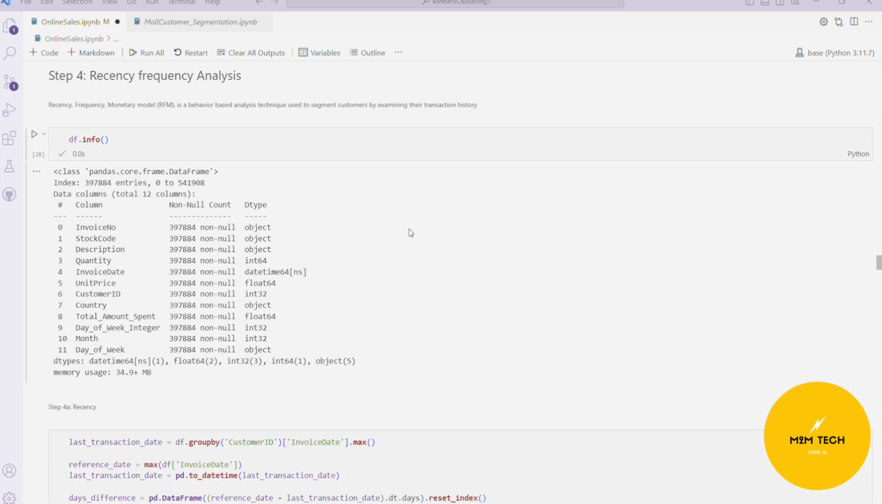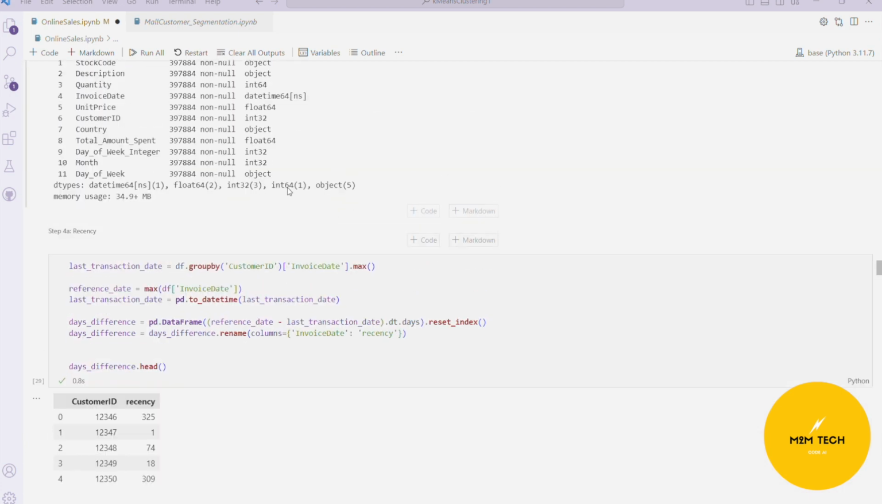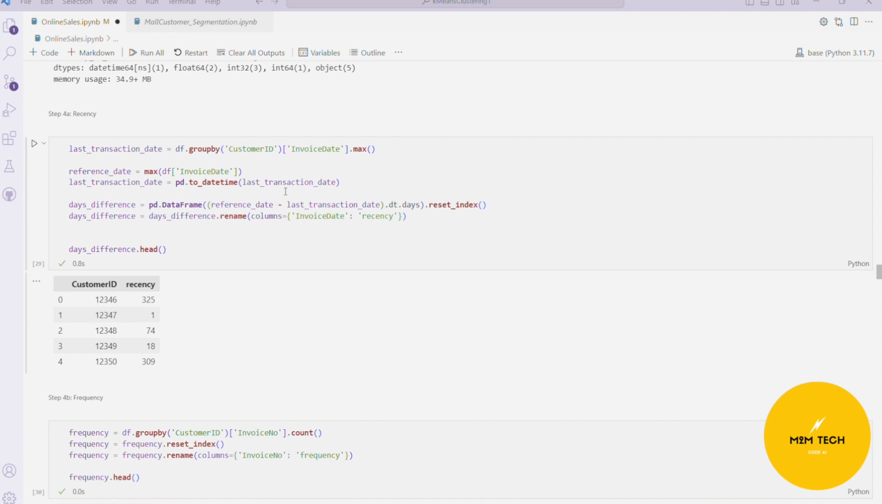So the next thing I wanted to do was an analysis of the behavior of the customers, and there's a technique that is used for behavior analysis, especially for customers. It's basically the recency, frequency, and monetary model. So this works by calculating the recency, which is basically the last time the customer bought something, and the frequency, how often they bought something, and the spend, which is basically how much they are spending.